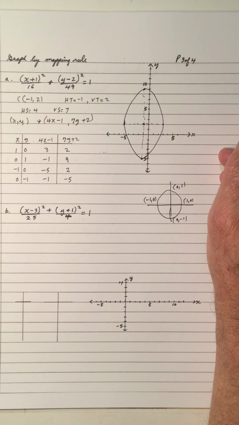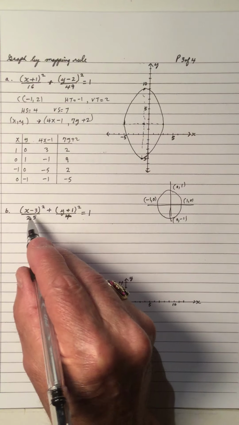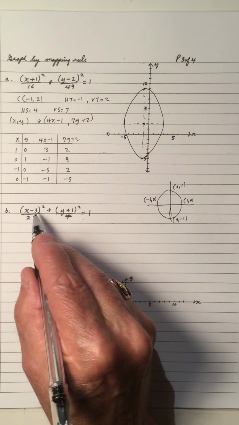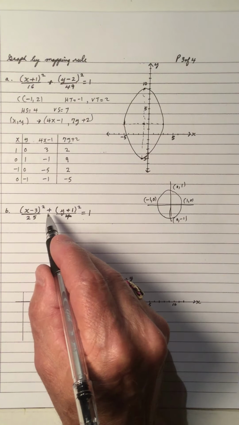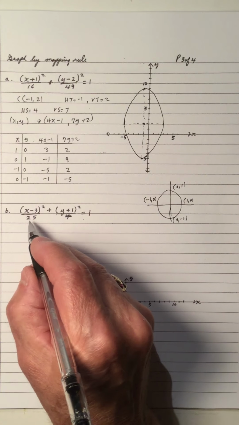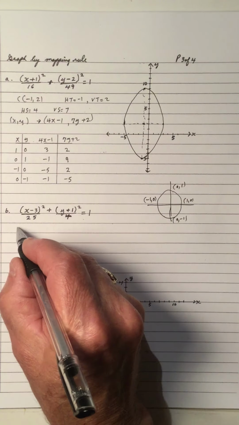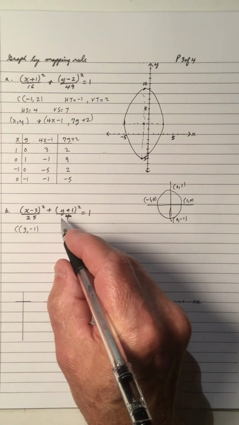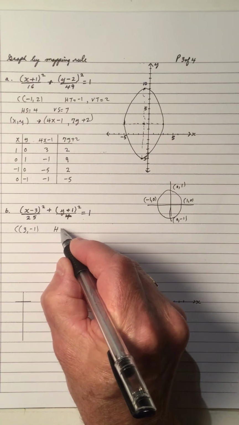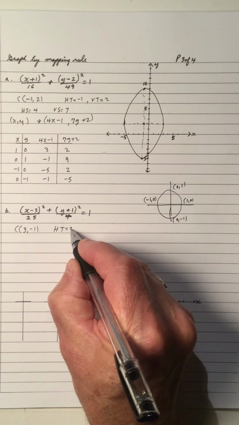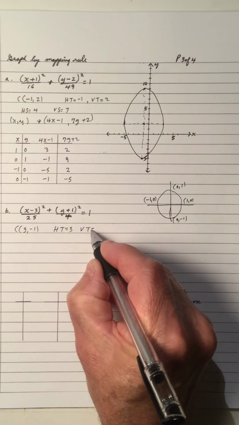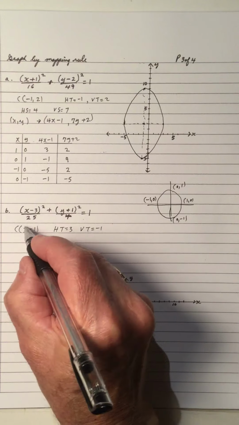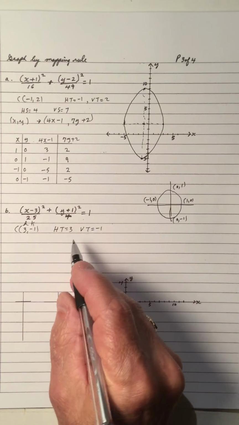So let's do another one. And we have this equation of an ellipse. Notice we have an x squared, y squared with a plus sign. And we got a squared is 25, b squared is 4. So the center is 3, negative 1. And we have a horizontal translation of 3, a vertical translation of negative 1, whatever the center is, because that's the h and the k.